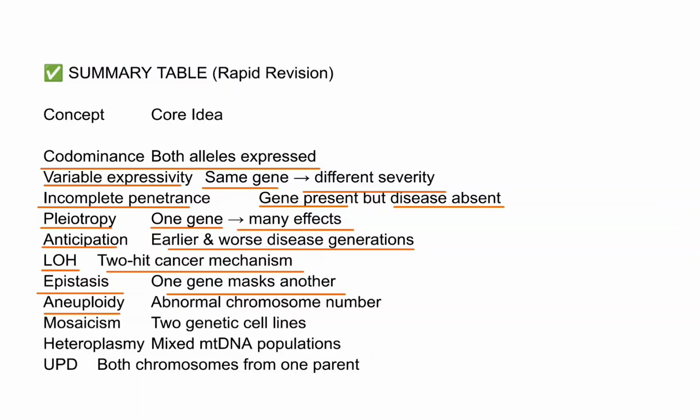Aneuploidy, abnormal chromosome number. Mosaicism, two genetic cell lines. Heteroplasmy, mixed mitochondrial DNA populations. UPD, both chromosomes from one parent.